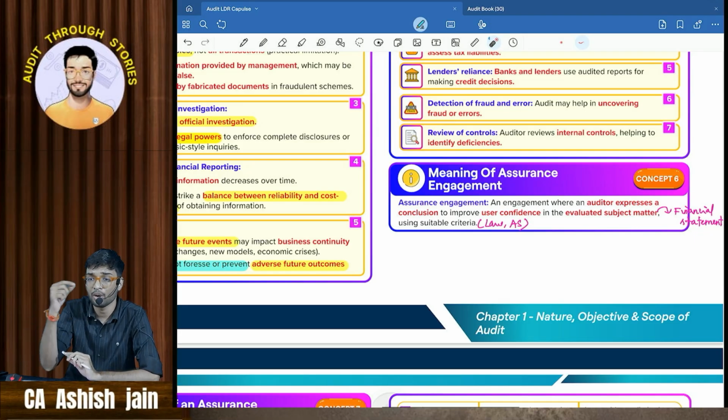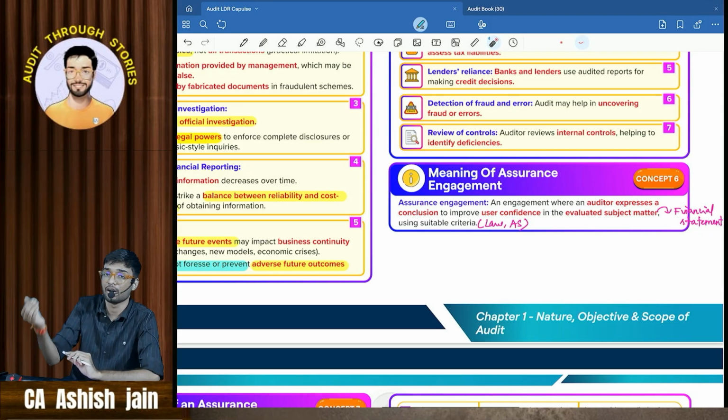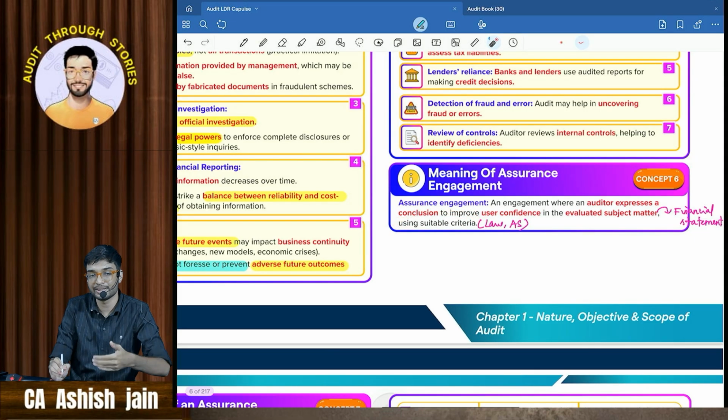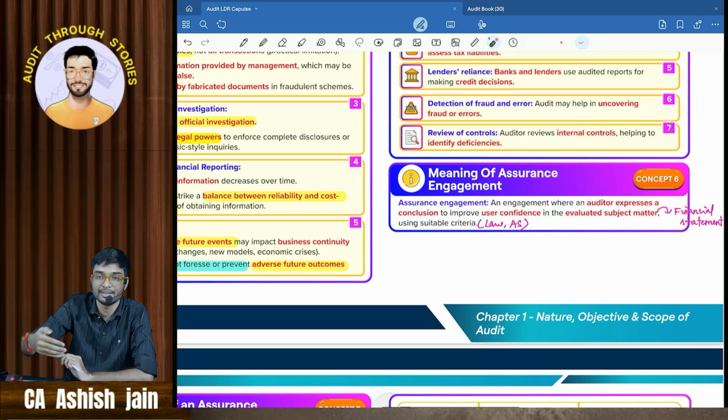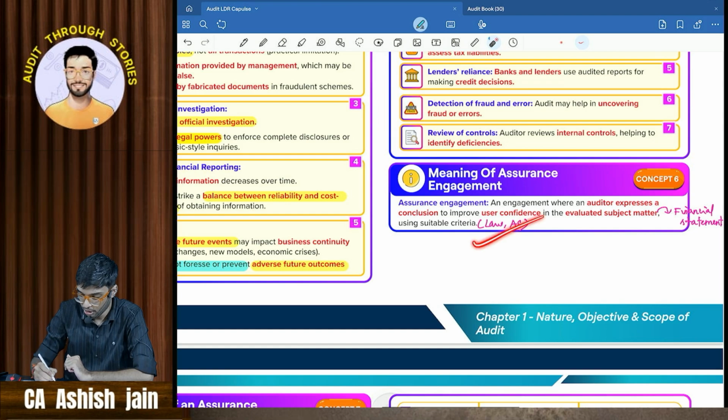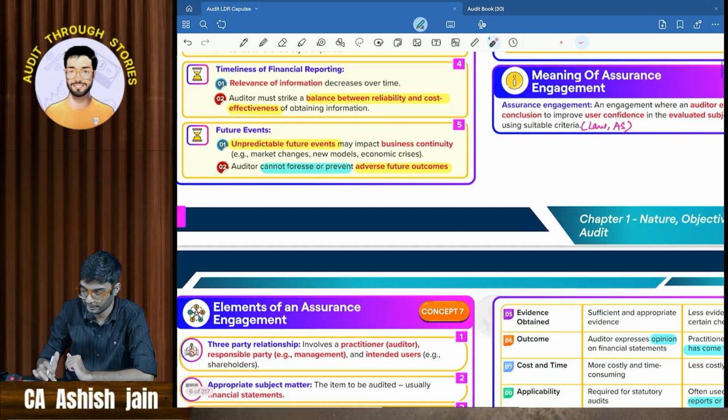How will an auditor give a conclusion? The auditor will give a conclusion based on evaluating the subject matter, which is the financial statements, using a suitable criteria, which is Ind AS, by following the Ind AS and the law. That's how we give a conclusion. So this is the meaning of assurance engagement.